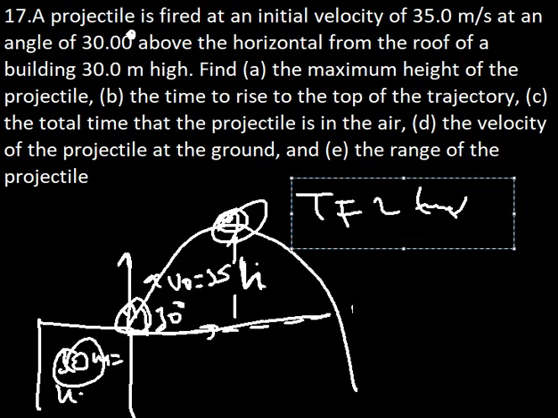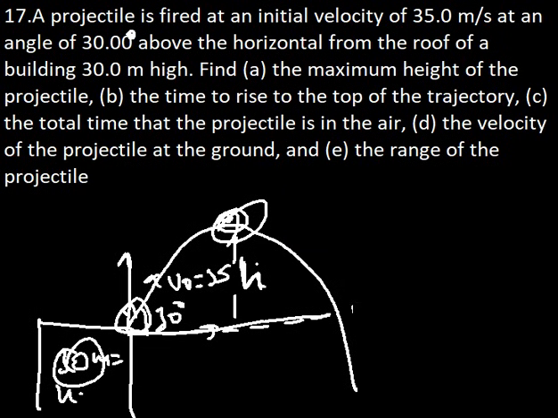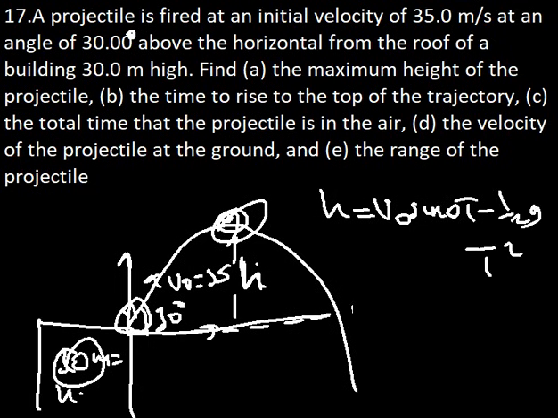T total will be obtained from the height of the building. The height, negative, should be equal to the initial velocity along y, which is v0 sin theta times t total, minus half g t total squared. For this case, we have the height of the building, that is h. That will be given as negative as we'll be substituting it, and we're looking for the t total, so that you can have it like that.